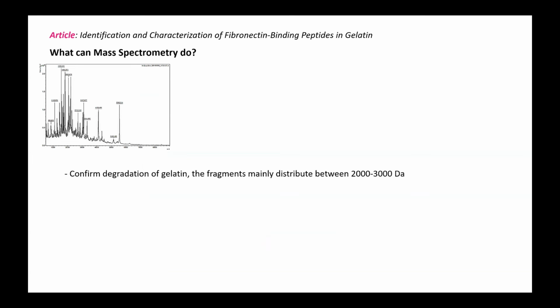The MALDI-TOF MS right here can confirm that the gelatin has been degraded and the fragments mainly distribute in the range of 2,000 to 3,000 Dalton. This result is the base to conduct further experiments, which combined with HPLC analysis suggested that peptides lower than 1 kilodalton did not readily bind to FN. Thus, the bigger the molecular weight of the peptide, the better the FN binding activity. Therefore, molecular weight plays an important role in the interaction between FN and peptide.